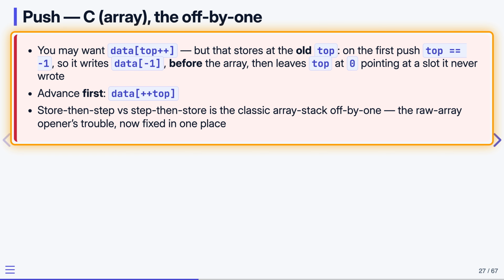Watch out for one common mistake. You may want to write data at index top and let top step up afterwards, but that stores at the old top. On the very first push, top is minus 1, so it writes data at index minus 1, which is before the array. Then it leaves top at 0, pointing at a slot it never wrote. So advance first, increase top, then store. Store then step versus step then store is the classic array stack off by 1. And this is the raw array trouble from the opener, now fixed in one place.